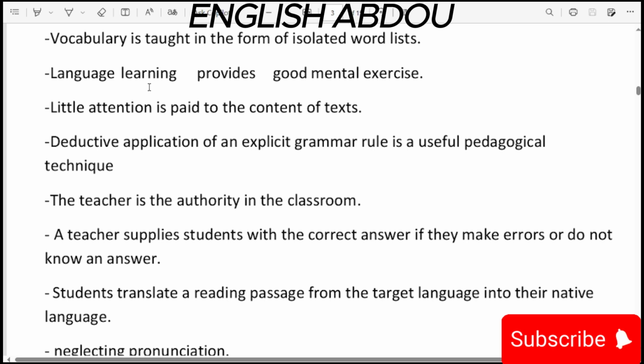Okay, language learning provides good mental exercise. So of course here the exercise is like filling the gaps, arranging these sentences, putting these words in suitable places, etc. This is the kind of exercise that can be used in order to provide good mental exercise. Little attention is paid to the context of the text, because the focus is not on the meaning of the text, but on vocabulary, grammar, and so on and so forth.